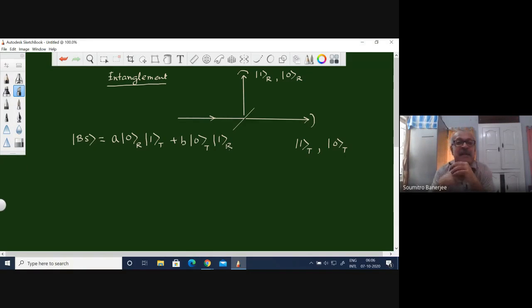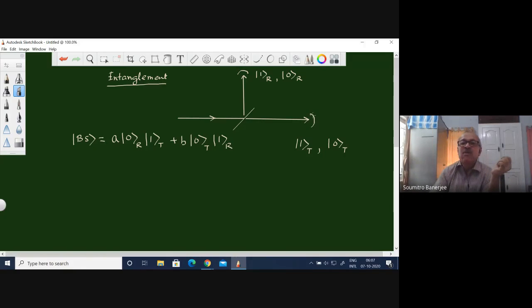So you see, the individual states of the photons cannot now be written as a product of the individual states, and therefore this is also an entangled state. That means the photon is emitted out of this in two possible states, and these two possibilities are entangled with each other.